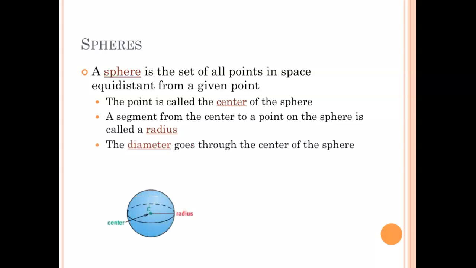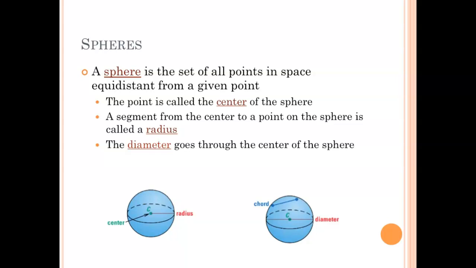So here we can see in this first picture, the center is at C, and we see the radius, which is drawn from the center to some point on the sphere. Here we can see a diameter, so that goes through the center of the sphere, and then a chord is just connecting any 2 points that are on the sphere.